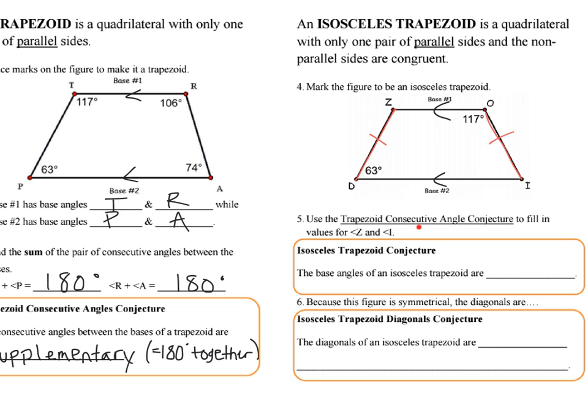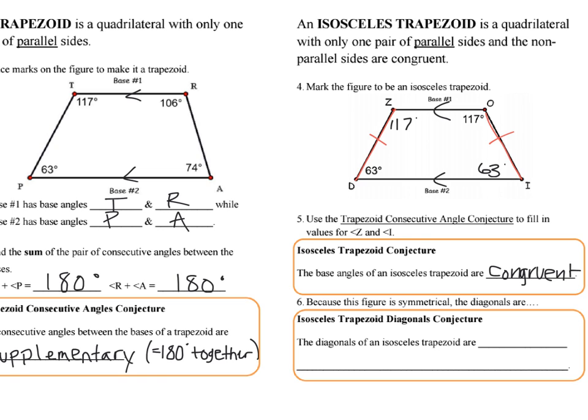Use the trapezoid consecutive angle conjecture, that's what we got over here, to fill in the values for z and I. So here is z and here is I, and remember that z plus d should equal 180 and O plus I should equal 180. So take a moment and fill in the two missing angles.